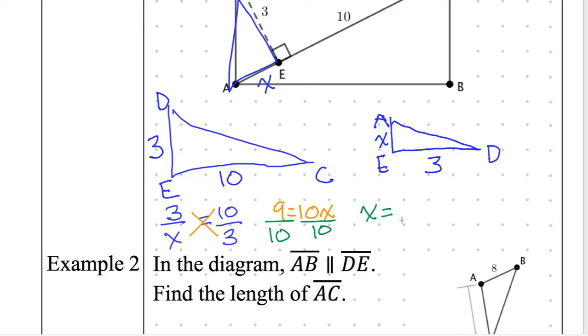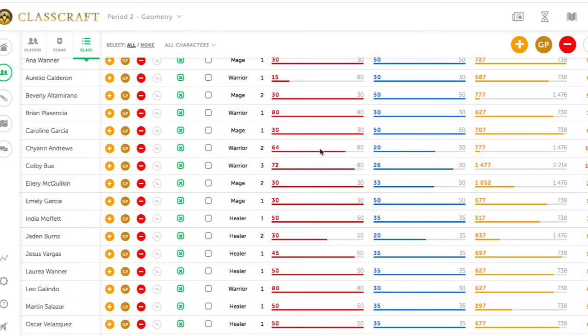Anyone know what 9 divided by 10 is as a decimal? India? 0.9, yeah. 0.9. Thank you, India.